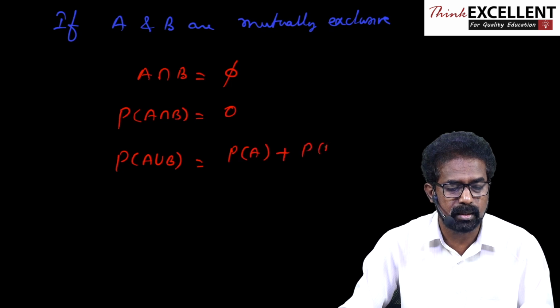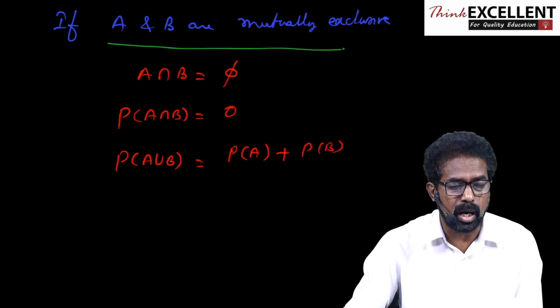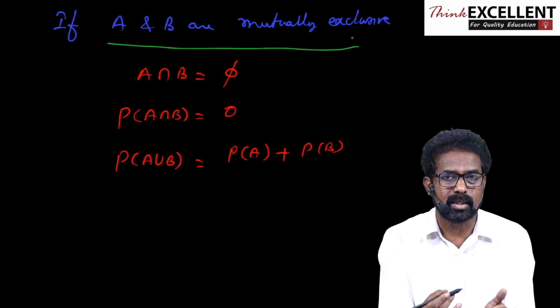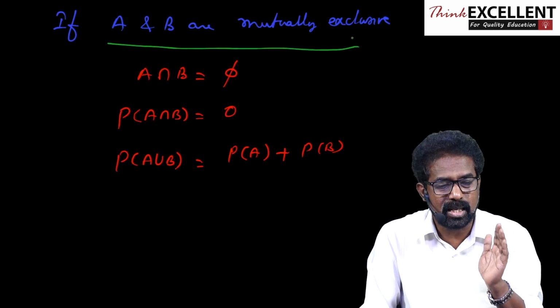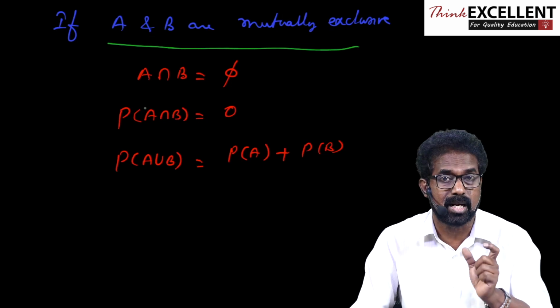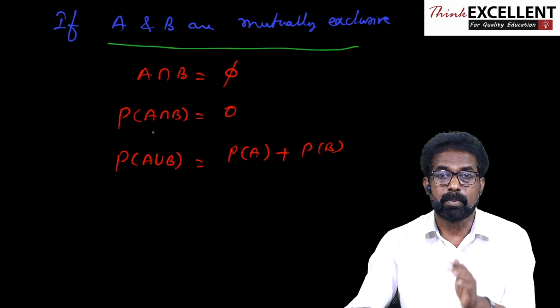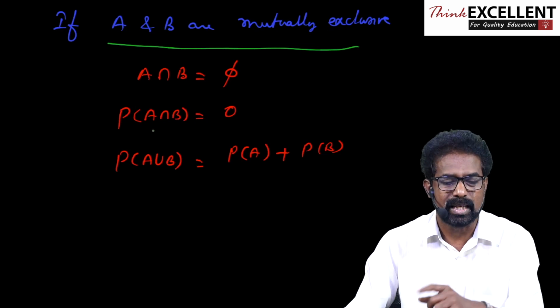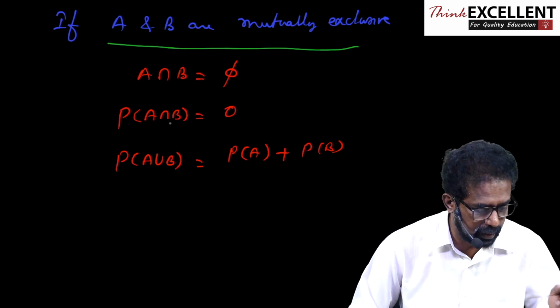So please listen, my dear students. Suppose in a question A and B are mutually exclusive is given, don't immediately answer 0. See what they asked. If they ask A intersection B, you say your answer is empty set. A intersection B is not a number, right? Impossible event. P of A intersection B, now probability it is a number, right? So your answer is 0. If they ask P of A union B, your answer is P of A plus P of B.